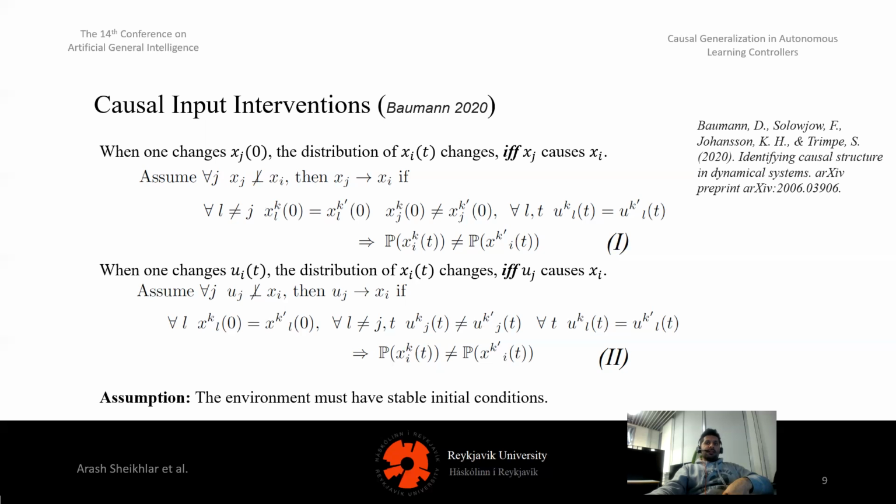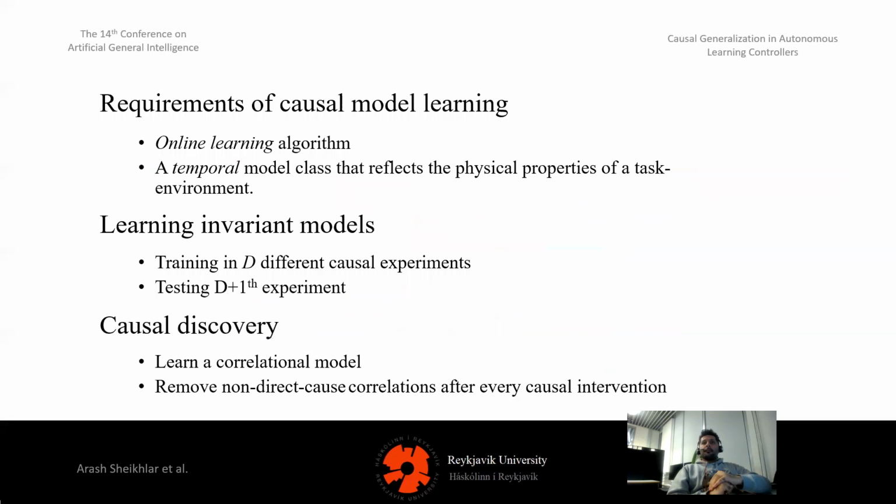So the novelty of our research is that we introduce an algorithm that not only automates this intervention process, but also enables learning an invariant model. And this model is being updated in an online manner. This algorithm is online because it updates the model constantly while it gathers data. And it needs to discover the causal structure simultaneously.